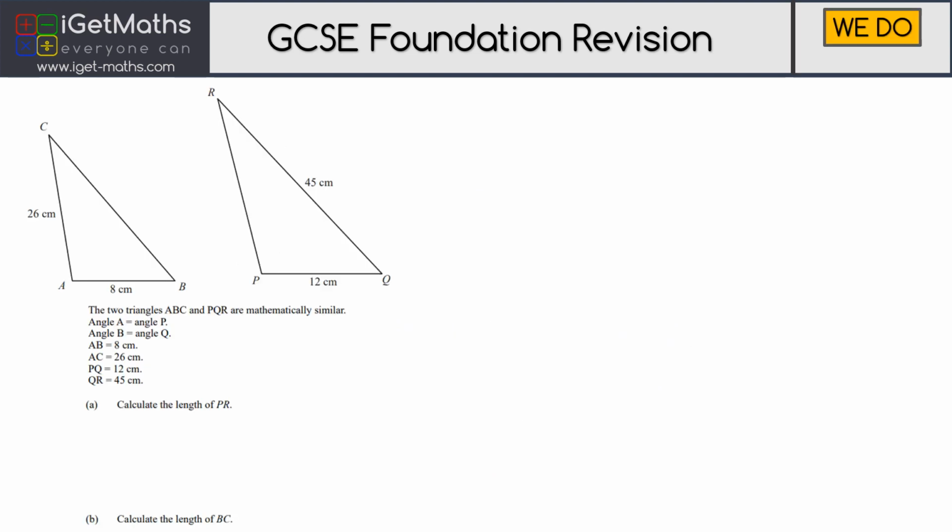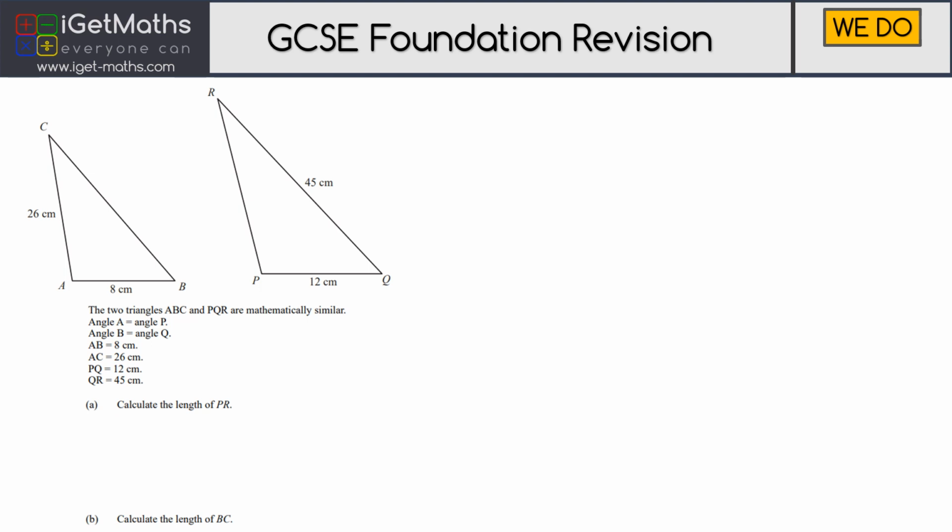Okay. So the two triangles ABC and PQR are mathematically similar. Angle A is equal to angle P, and angle B is equal to angle Q. AB is 8, AC is 26, PQ is 12, and QR is 45. As soon as you see the words mathematically similar, you know it's a similar shape question. So we need to calculate the length of PR.